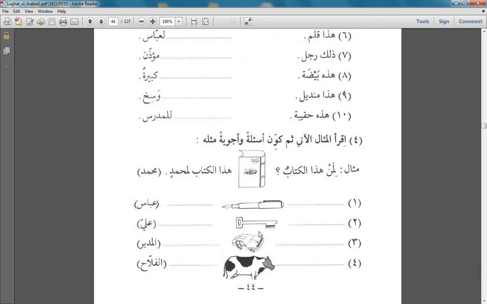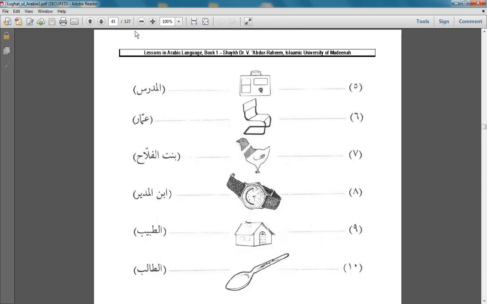لمن هذا المفتاح؟ هذا المفتاح لعلي. لمن هذه السيارة؟ هذه السيارة للمدير. لمن هذه البقرة؟ هذه البقرة للفلاح. فلاح, it means farmer. لمن هذه الحقيبة؟ هذه الحقيبة للمدرس. لمن هذا الكرسي؟ هذا الكرسي لعمار.